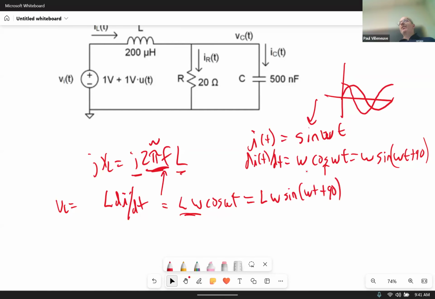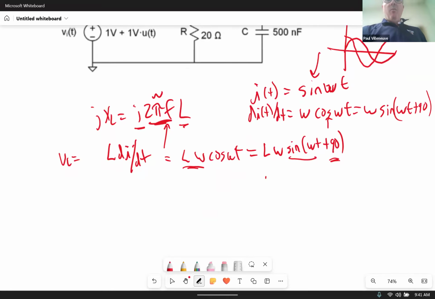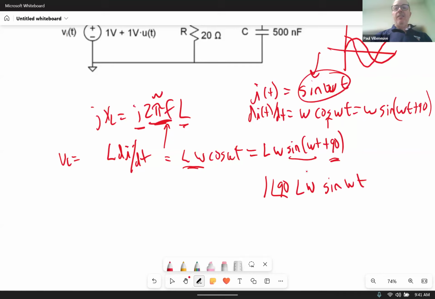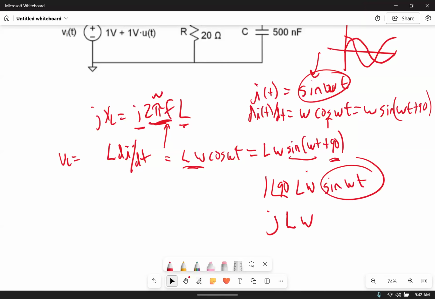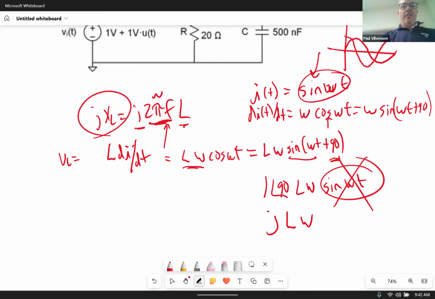If I want to take the average of that, I know that the average of this sine wave is going to contribute 0. But now I've got this 90 degrees in here. So if I want to multiply complex numbers together, 1 at an angle of 90 times L omega sine of omega t, these are now in phase with each other. 1 at an angle of 90 is just j, isn't it? So if I take the average value, my sine term goes away because I integrate over one period, and I end up with j omega L here.